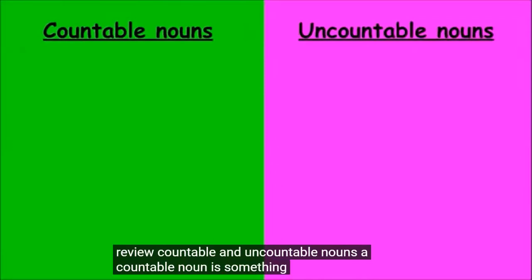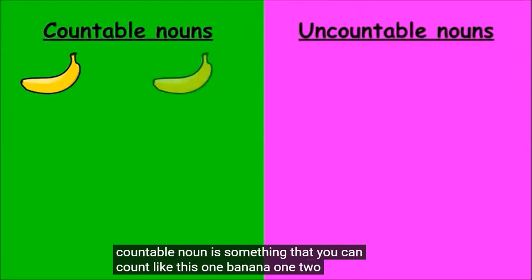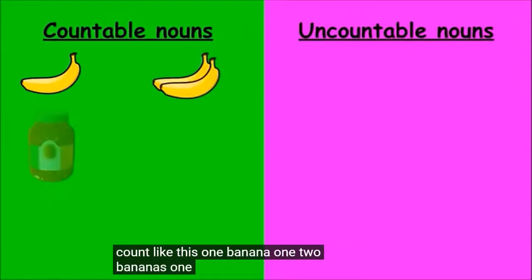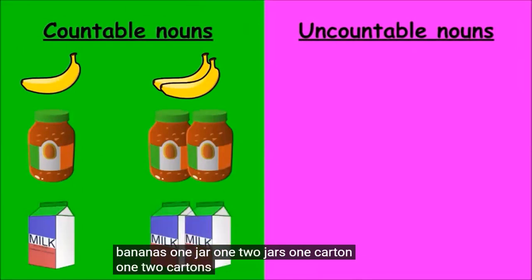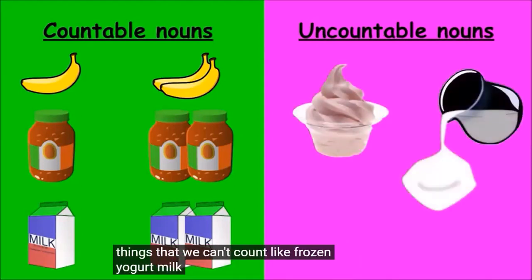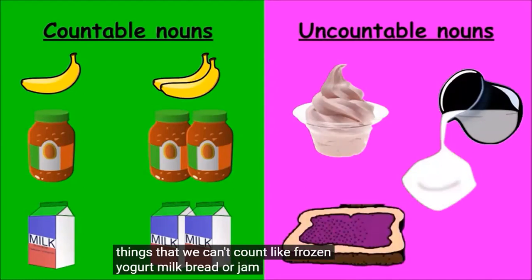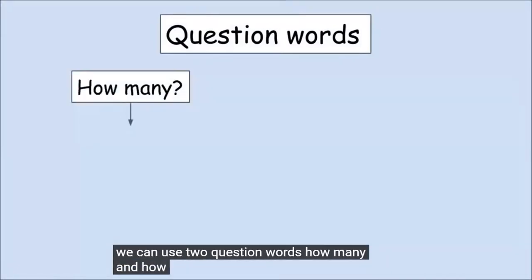Hi everyone. Today we're going to talk about two things: question words and quantity words. But to start, we need to review countable and uncountable nouns. A countable noun is something that you can count, like this: 1 banana, 2 bananas, 1 jar, 2 jars, 1 carton, 2 cartons. Uncountable nouns are things that we can't count, like frozen yogurt, milk, bread, or jam.